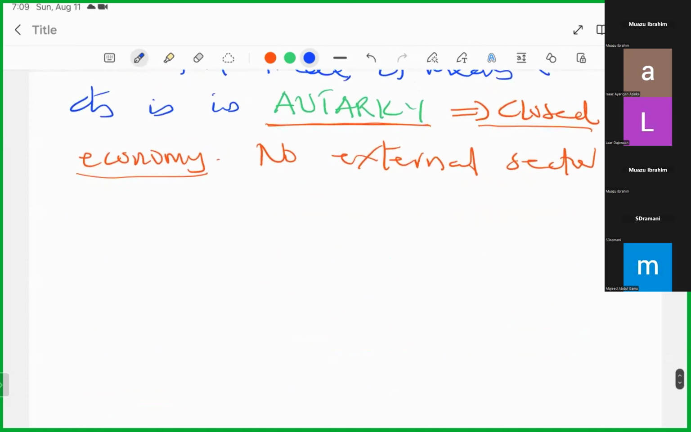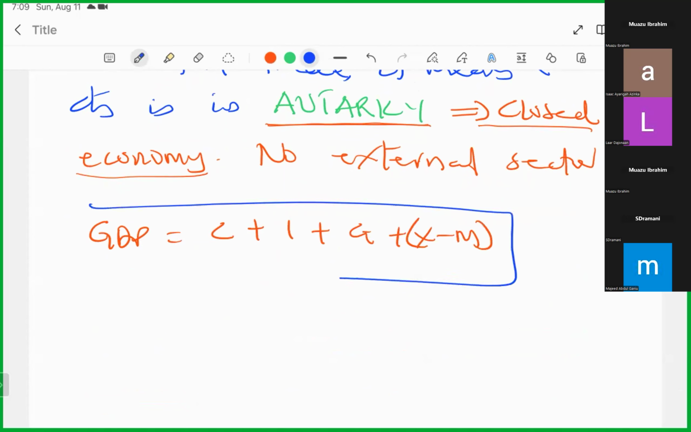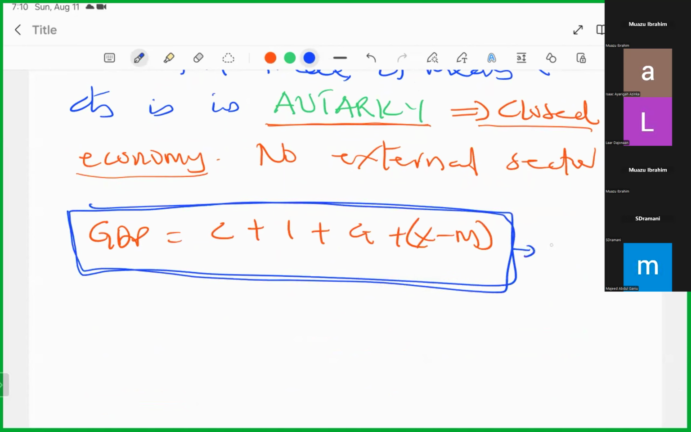Now, if we also have government expenditure, consumption plus investment plus government expenditure, plus export minus import, this will be the GDP of an open economy. And it is an open economy because of the external sector.